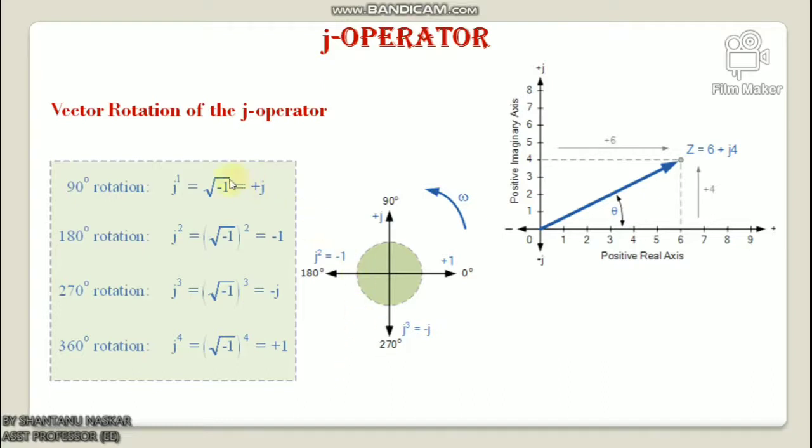Look here, this is the vector rotation of a J operator. Plus 1 at 0 degrees, omega is the rotation, plus J at 90 degrees, 180 degrees J squared is minus 1, and 270 degrees J cube is minus J. At 90 degree rotation, the value of J is root over minus 1; at 180 degrees, J squared, which is root over minus 1 whole squared, is minus 1; at 270 degrees, J cube, root over minus 1 whole cube, is minus J; and at 360 degrees, J to the power 4, that is root over minus 1 to the power 4, equals 1.